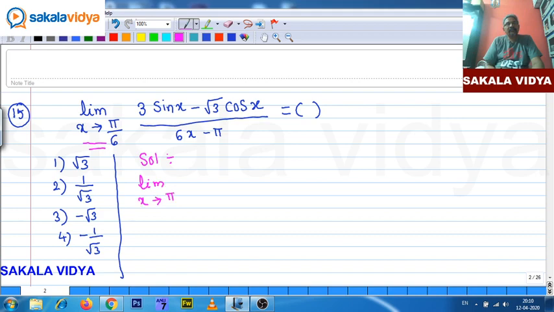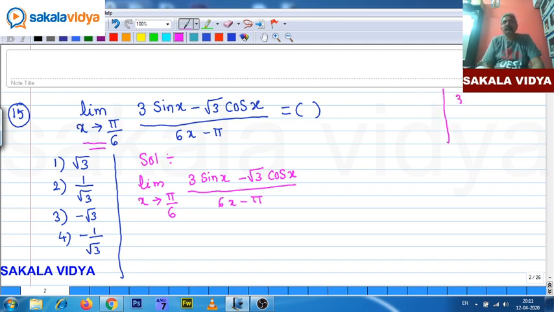Pi by 6 means 30 degrees. 3 sin x minus root 3 multiplied by cos x, upon 6x minus pi. Here first let us substitute the limit. 3 into sin pi by 6. Sin pi by 6 is sin 30, 1 by 2, so 3 by 2, minus root 3 into cos 30, which is root 3 by 2, that is 3 by 2, upon 6x. X tends to pi by 6 means 6x is equal to pi, pi minus pi. This will be 0 by 0 form, indeterminate form.